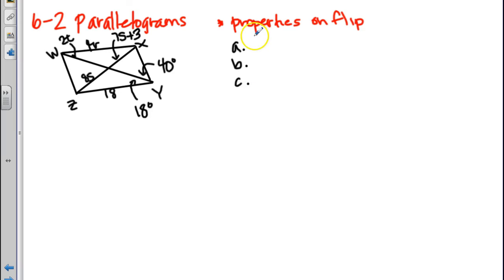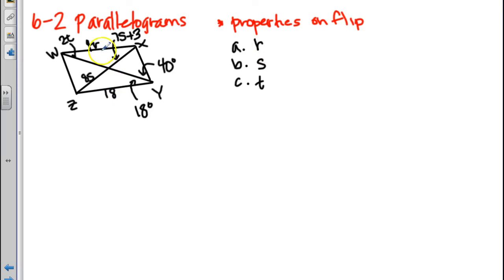All right, so here are my 3 questions for you. Find A, B, and C. So for A, we want to find the value of r. For B, we want to find the value of s. And for C, we want to find the value of t. So if you'd like to stop the video, look at your properties, and see if you can figure out how to find these, and then come back and we'll talk.